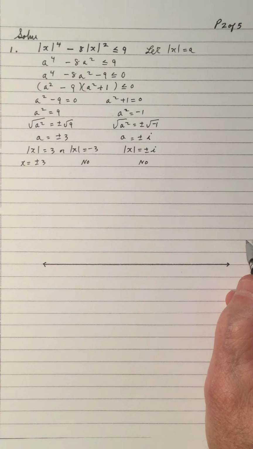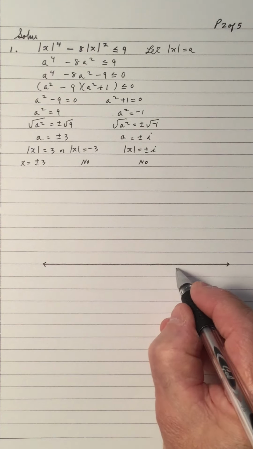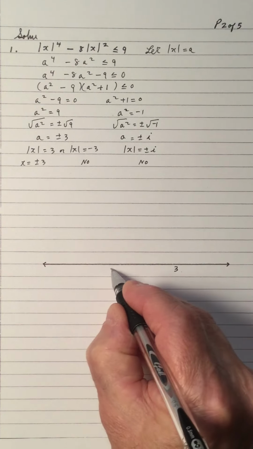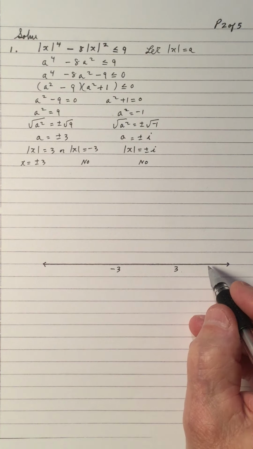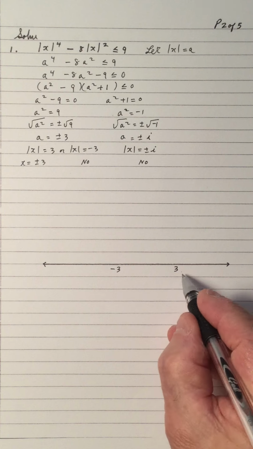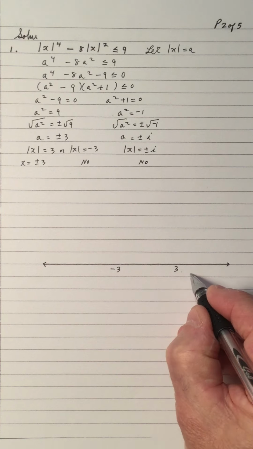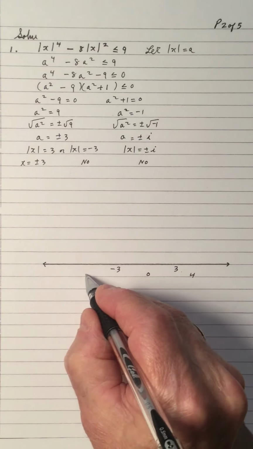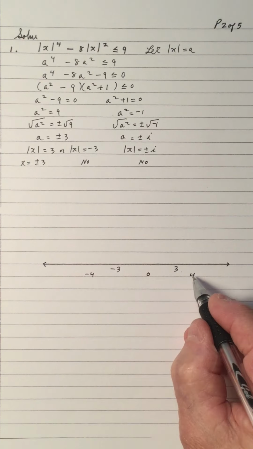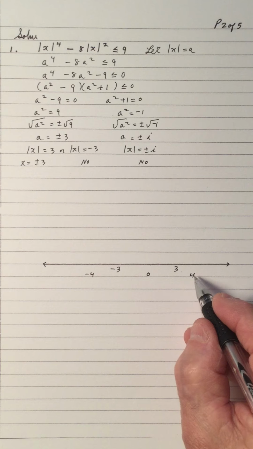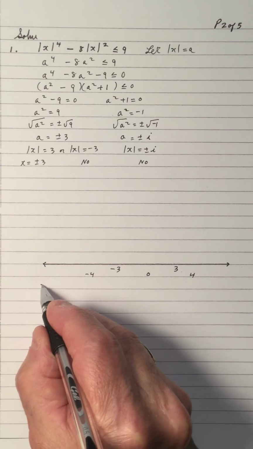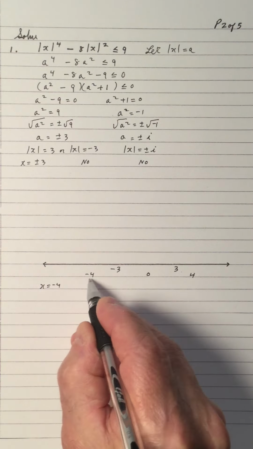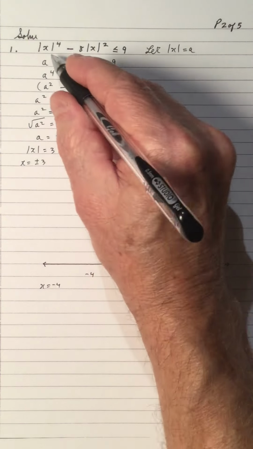So we take the plus or minus 3 and put it on the number line, 3 and negative 3. And we work out what numbers we're going to deal with. 3 and negative 3, so let's try a 4, and a 0, and a negative 4. So if we take a 4 and plug it in, let's take the negative 4 first on this side. Negative 4 subbed in here.